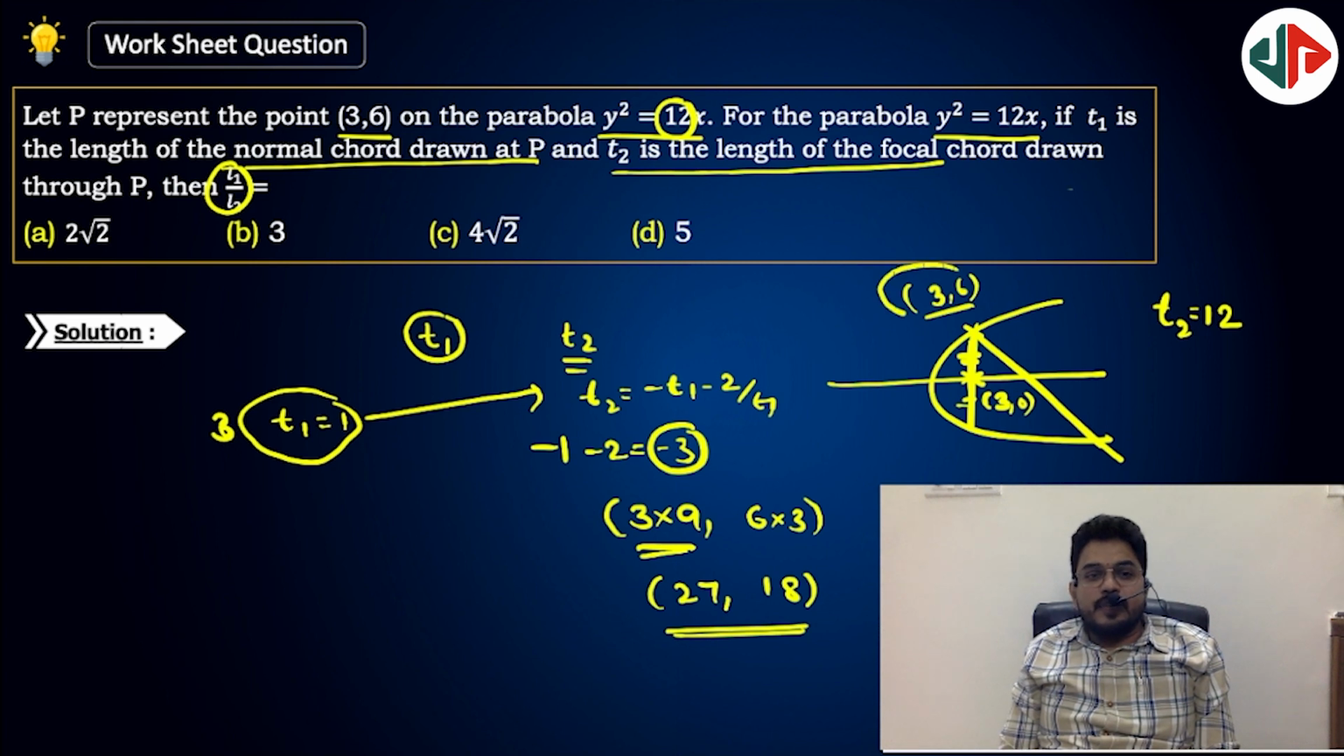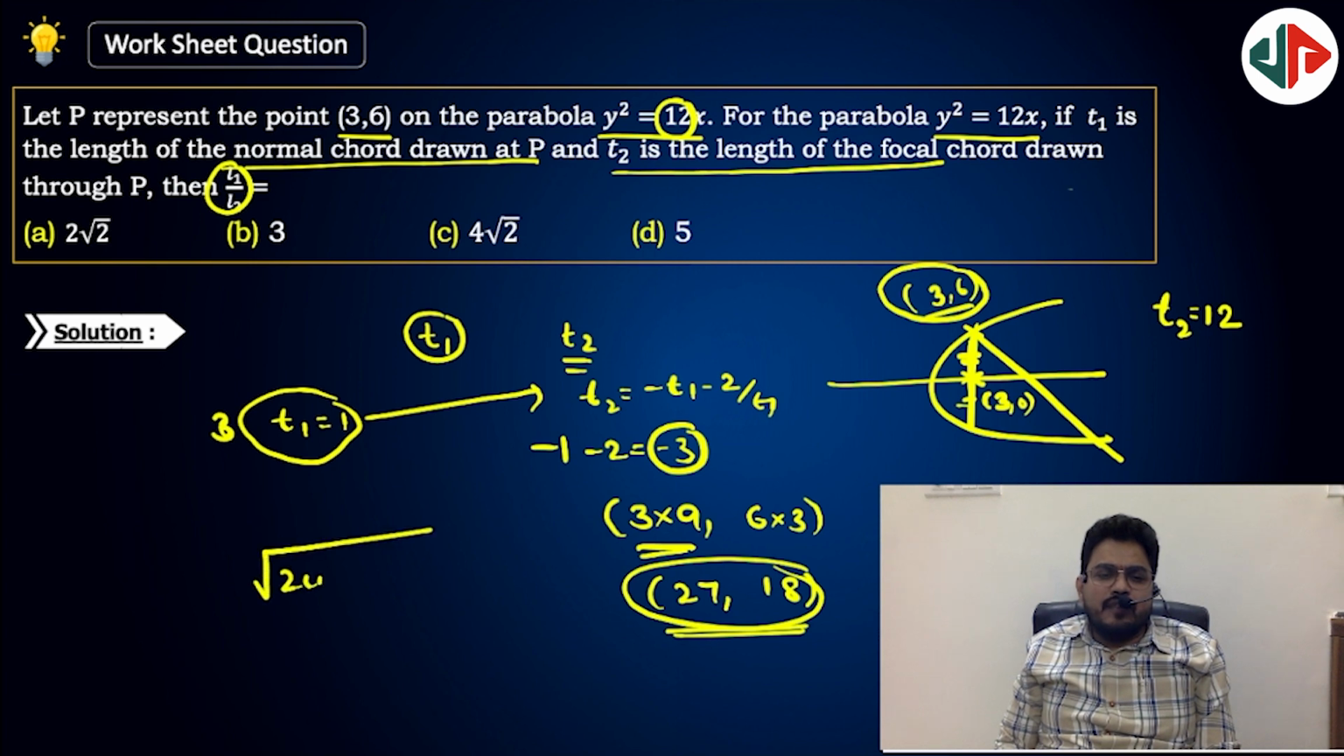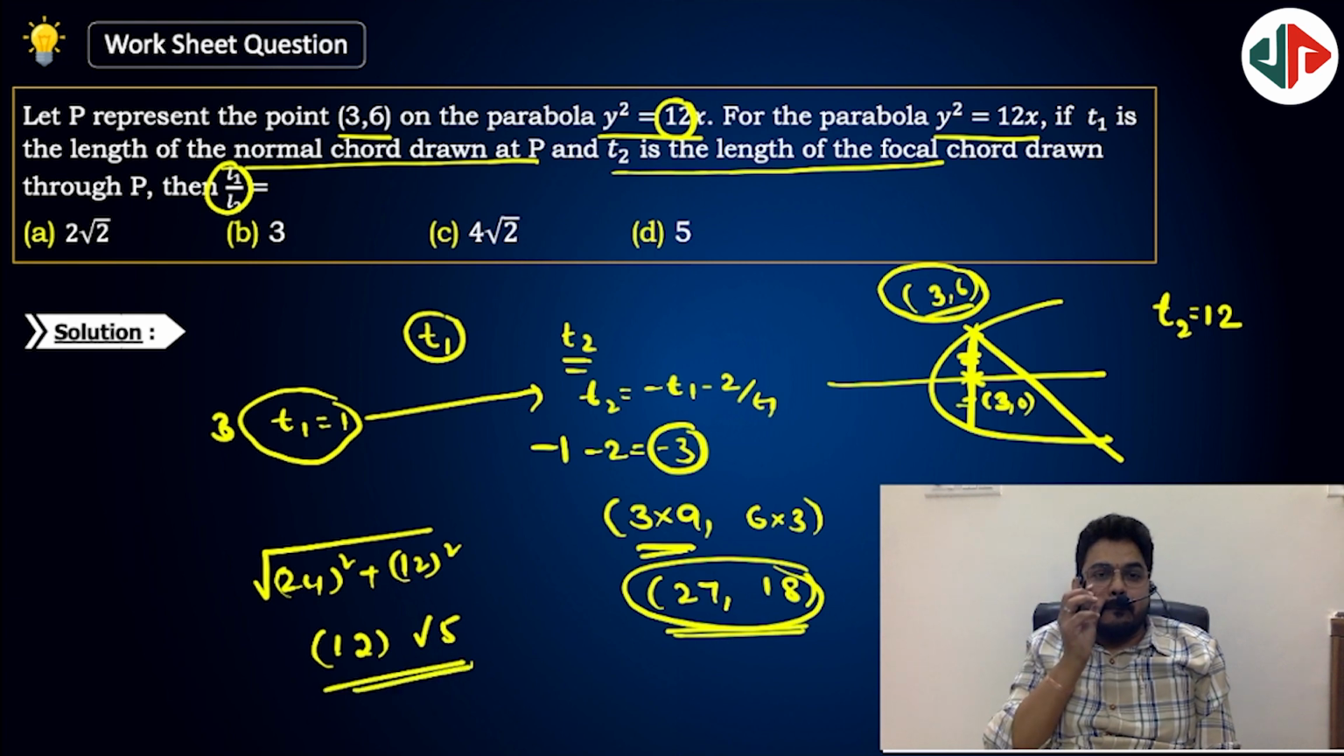So distance between these 2 points. Look at here. What is this one? 24 whole square plus 12 whole square. You take 12 outside and this value will be equal to root 5. This is root over extension.